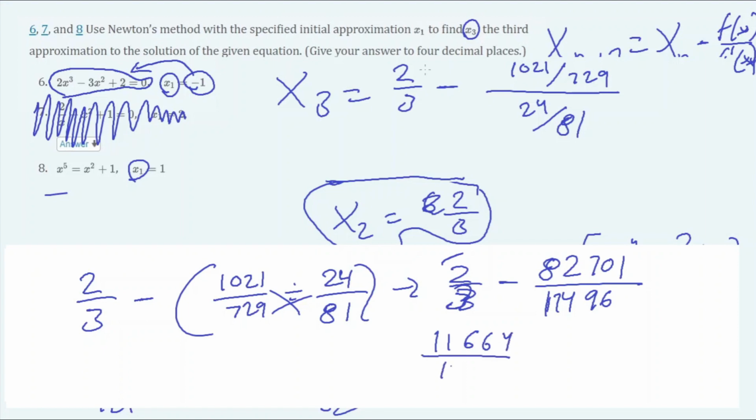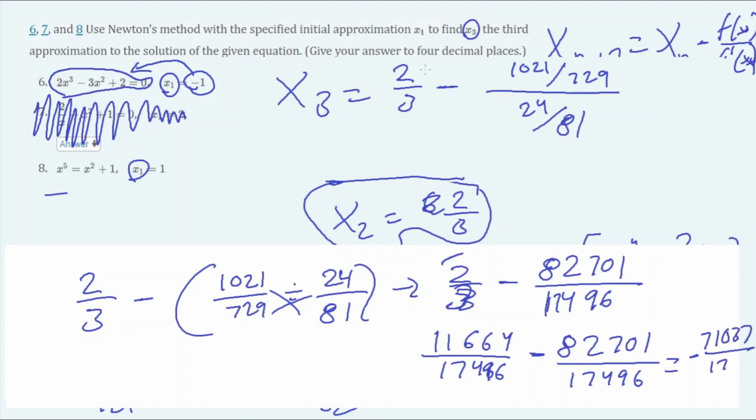So we're going to have 11,664 over 17,496 minus 82,701 over 17,496. And if we do that, we're going to get negative 71,037 over 17,496.